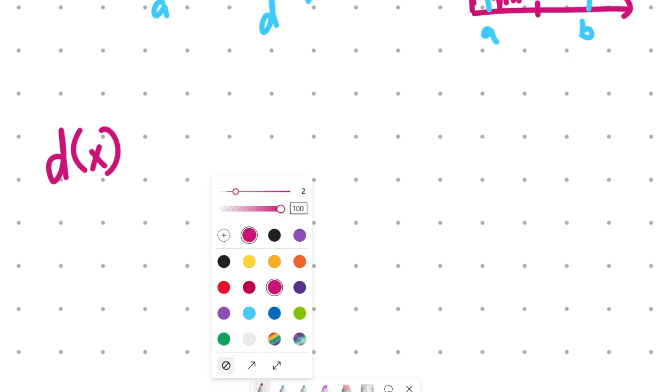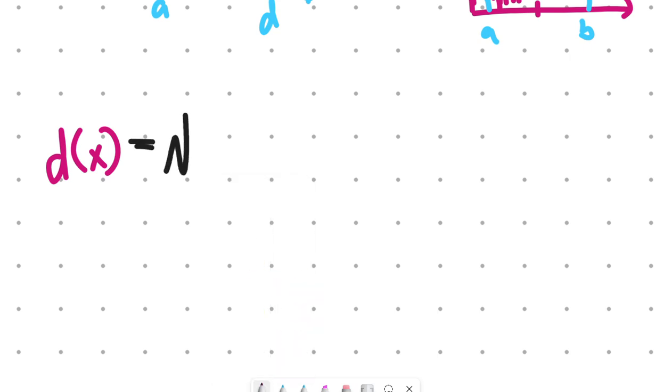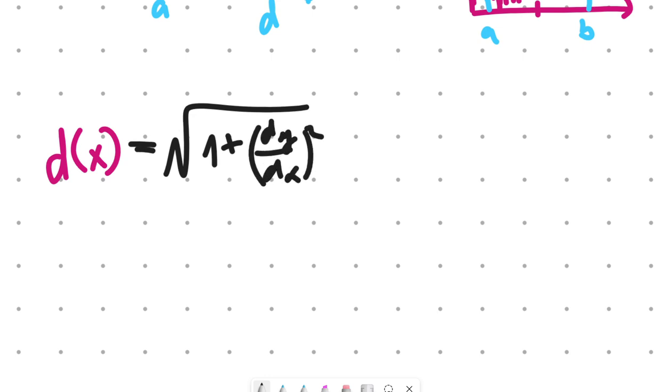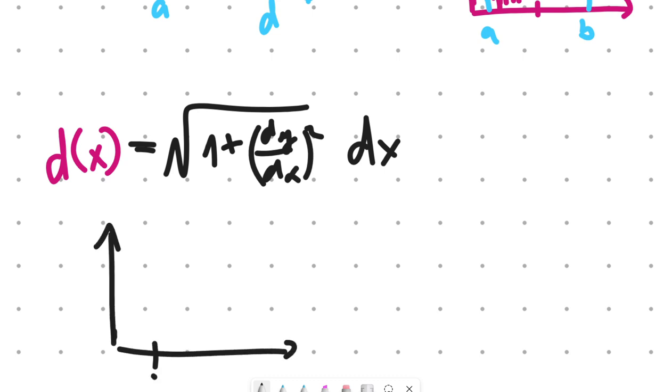So let's just write down the d of x again. And I'm going to write this in black again. So d of x is equal to the square root of 1 plus dy over dx, the whole thing squared, dx. Now, we want to have a segment A to B, so the length between A and B, which will be B minus A, right?